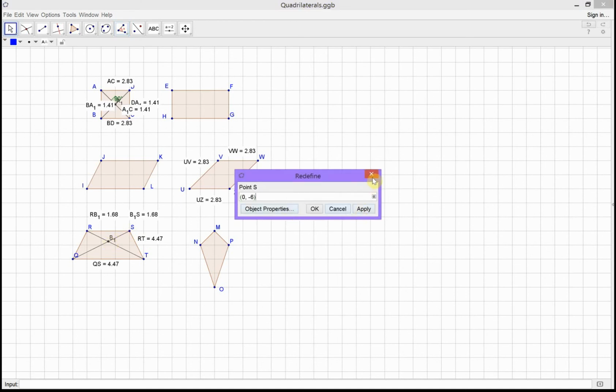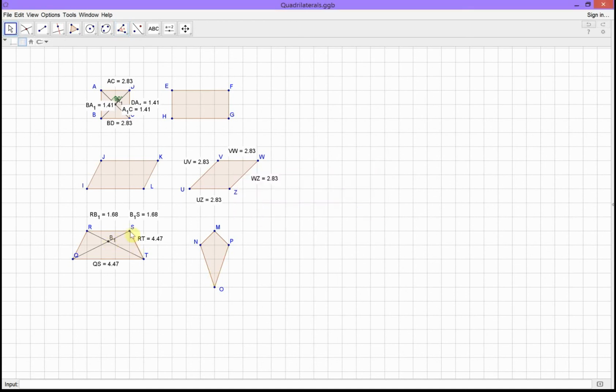If you have a protractor, you could measure it. Or here, we can use our angle measuring tool. And it's 127-ish degrees, 126.87, so about 127 degrees. So it's not a 90-degree angle.